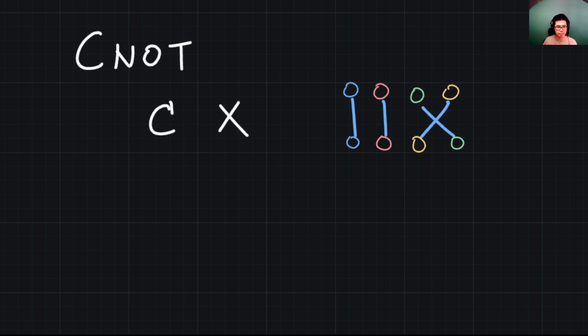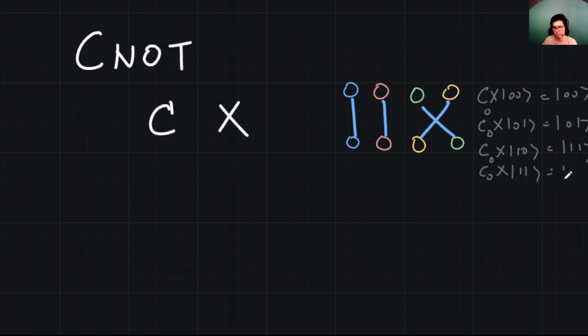So here is a mnemonic for the CX gate. C naught X of 0, 0 becomes 0, 0. C naught X of 0, 1 becomes 0, 1. C naught X of 1, 0 becomes 1, 1. C naught X of 1, 1 becomes 1, 0.